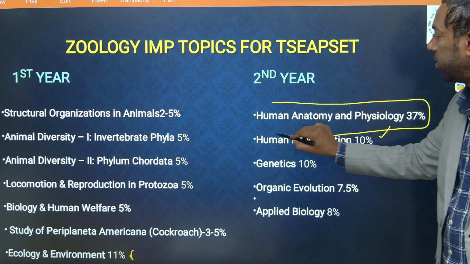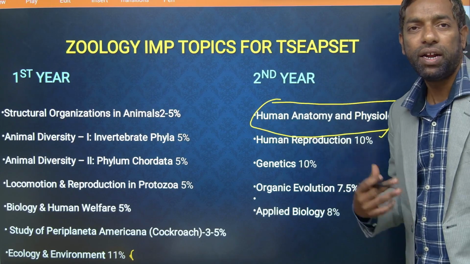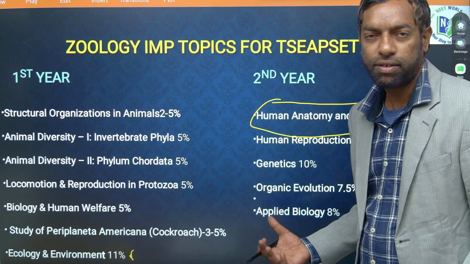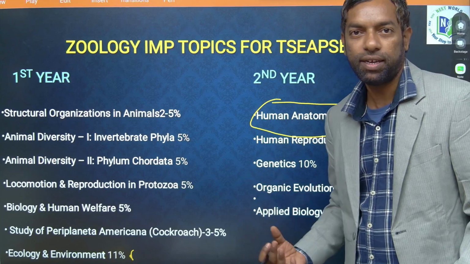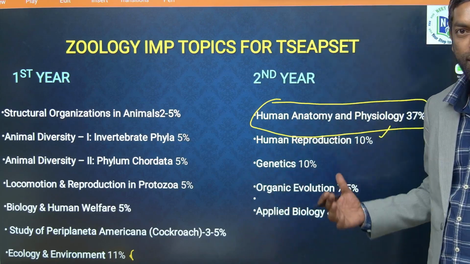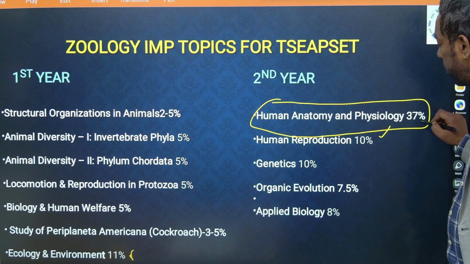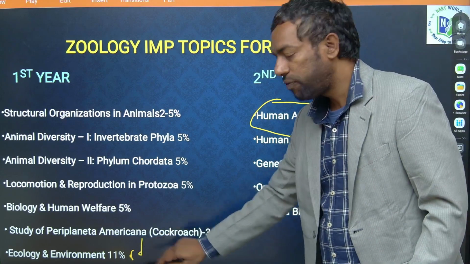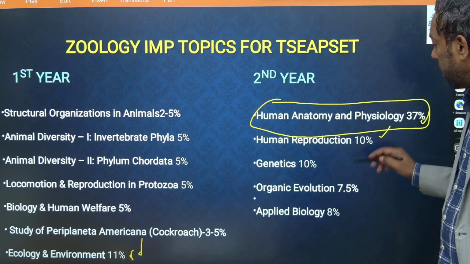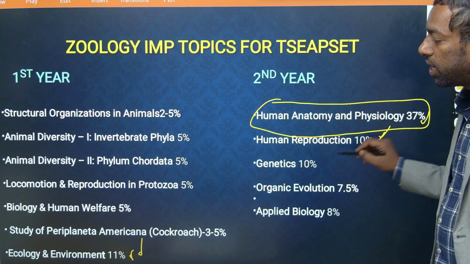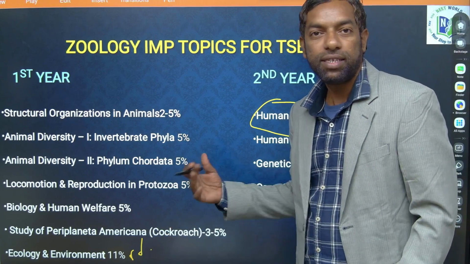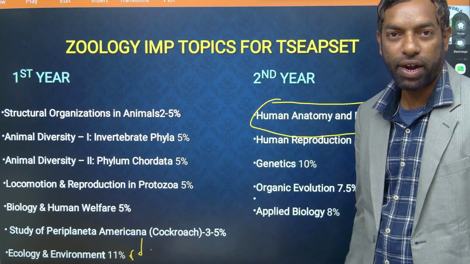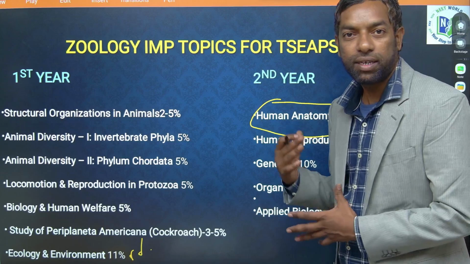Human physiology needs an in-depth, detailed analysis while reading, as well as practicing every topic in human physiology. Reproduction, physiology and ecology, these 3 topics together carry around 50% weightage. So we need to work smart.